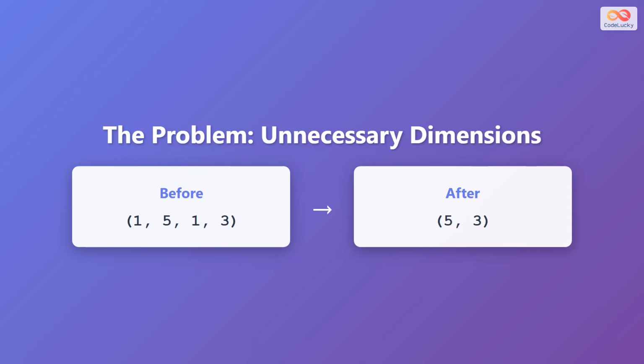Let's look at a common problem. You might have an array with shape 1, 5, 1, 3. Notice those dimensions with size 1? They don't add any meaningful structure. Using squeeze, we can simplify this to shape 5, 3, removing all those single-dimensional entries.